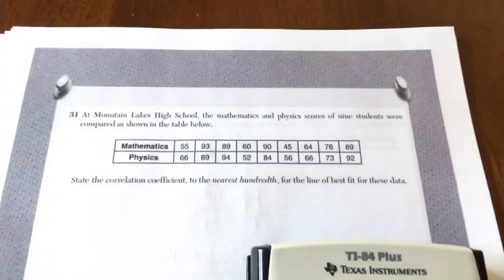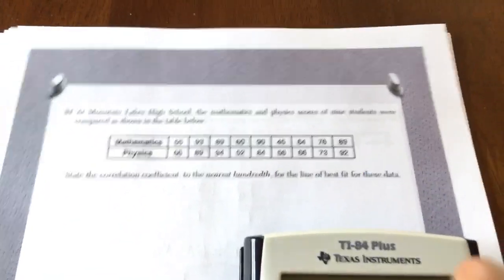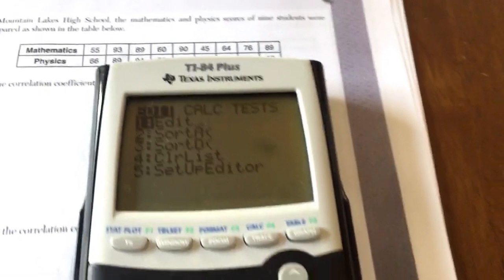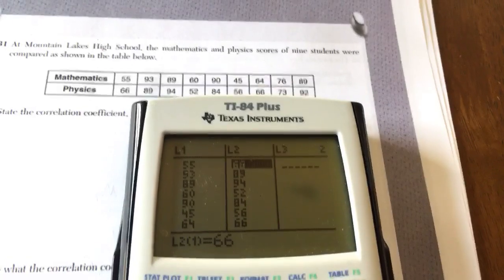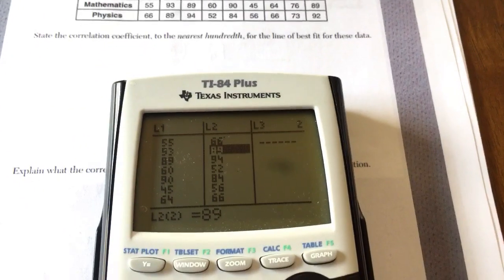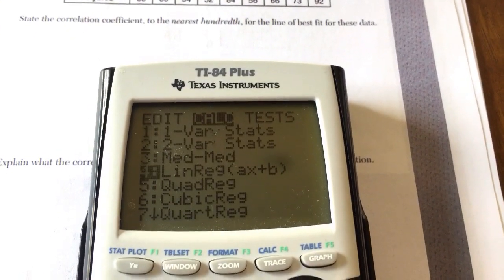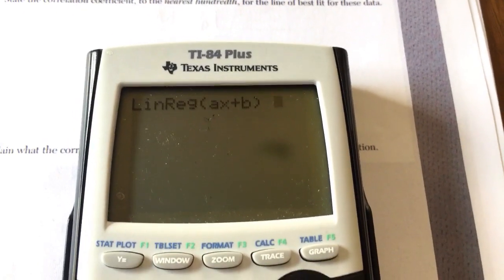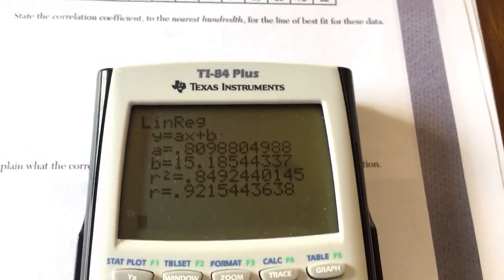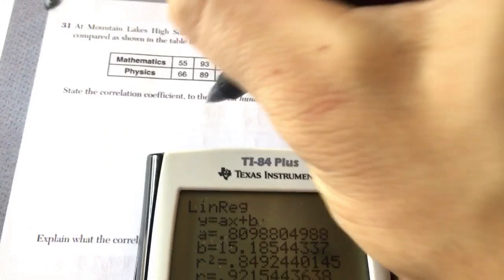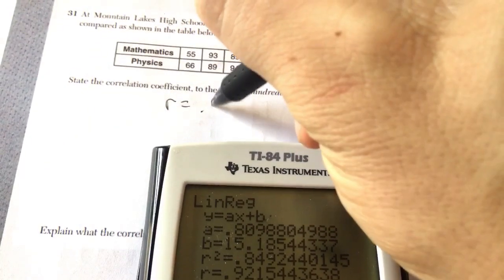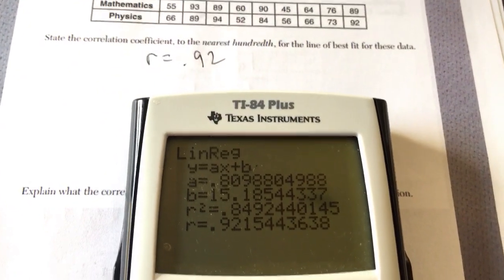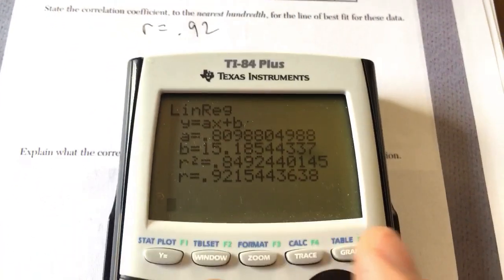For number 31, when we're comparing math and physics scores, I go to my table, I hit stat, enter on edit. In my L1, I've listed all my math scores, and in L2, I've listed all my physics scores. To find the correlation coefficient, I'm going to hit stat, go over to calc, and then choose linear regression, LinReg. Notice how my R value is 0.9215. Your correlation coefficient is R. To the nearest hundredth, 0.92. That is all they want you to do. So we're going to move on right to the next one.